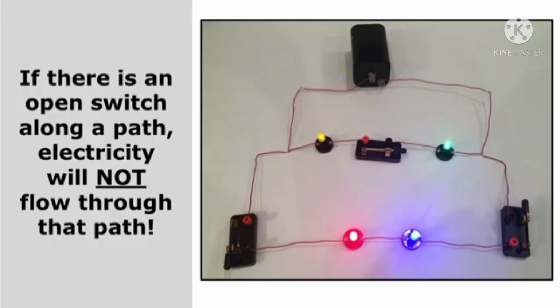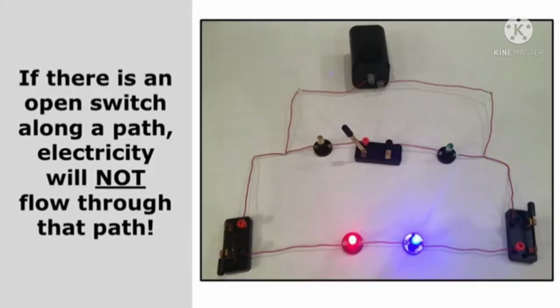So here I have an example of a parallel circuit. Now electricity can go along this outside path through the red and the blue bulbs and back to the other side of the battery, or electricity can go along this middle path through the yellow and green bulbs and back to the battery. And right here, all of the switches are closed, so all of the light bulbs are glowing.